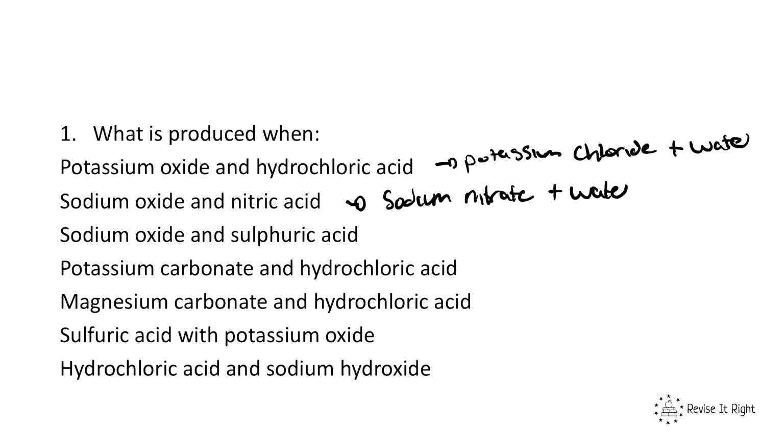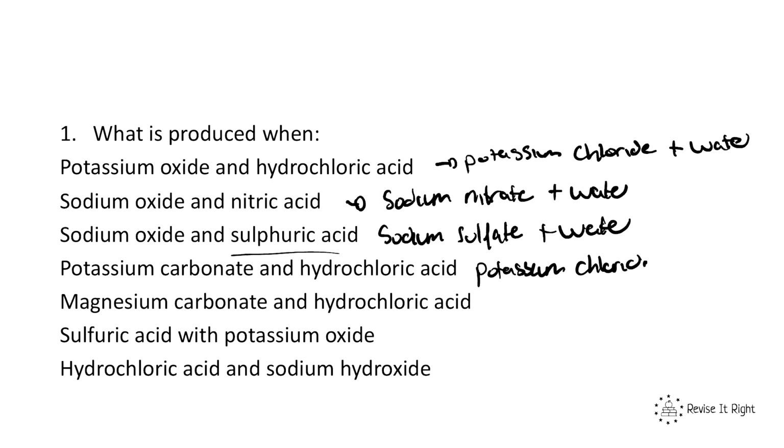Sodium oxide and sulfuric acid. Again, a metal oxide makes a salt and water. So sodium from the metal and the acid is sulfuric acid, so sulfate plus water. Potassium carbonate and hydrochloric acid. Well, when an acid and a metal carbonate react, it makes a salt plus water plus carbon dioxide. So the salt is potassium chloride, so potassium, and it's a hydrochloric acid, so chloride, plus water plus carbon dioxide. So potassium chloride plus water plus carbon dioxide.